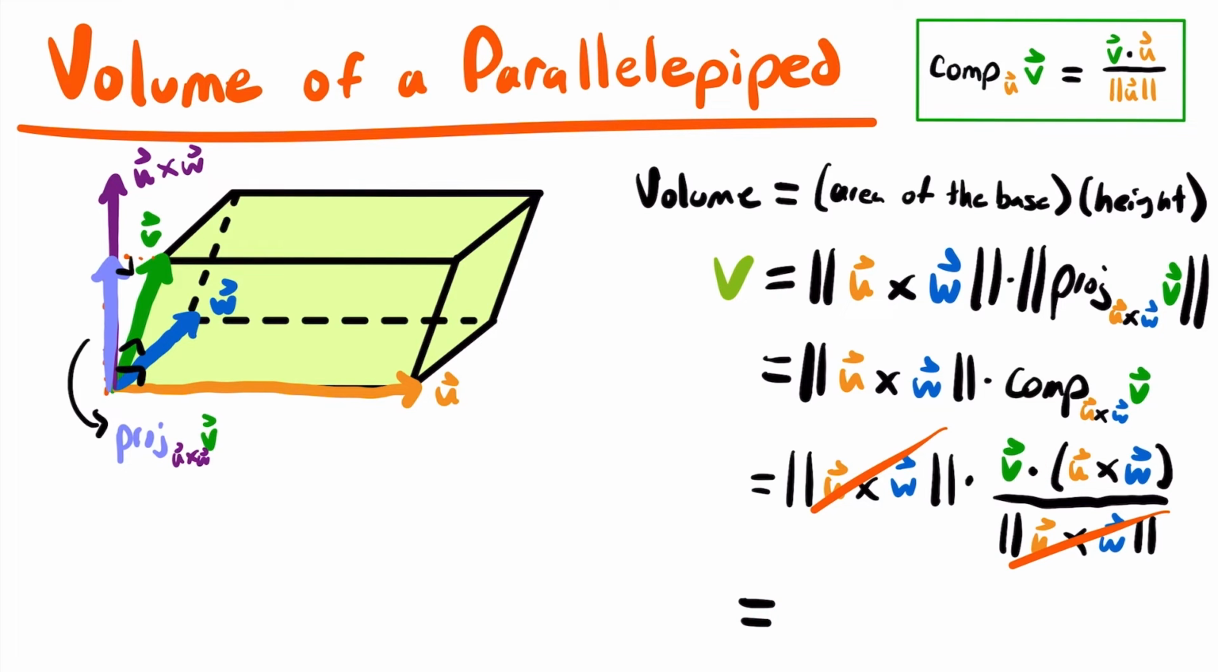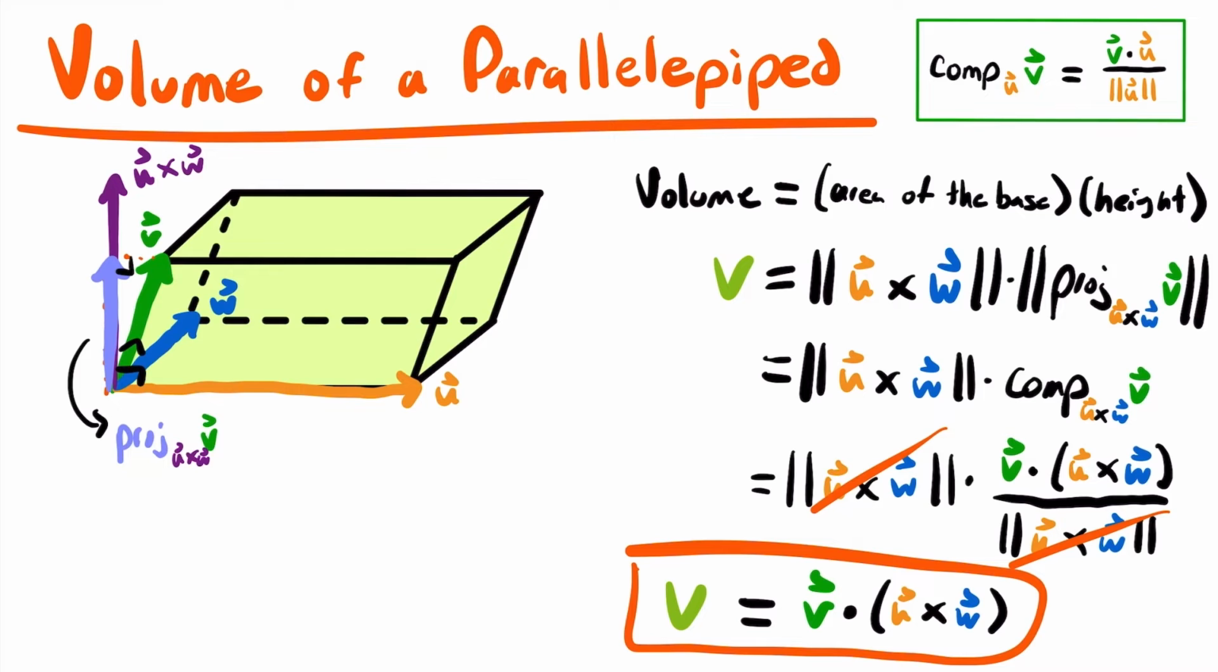which if you watch the beginning of this video, you should recognize as the triple scalar product. It turns out that the volume of a parallelepiped using three vectors that are adjacent edges of that parallelepiped is just equal to the triple scalar product of those vectors. And so this is just equal to vector v dot the cross product of vector u and vector w. All right, that is what the volume is equal to.